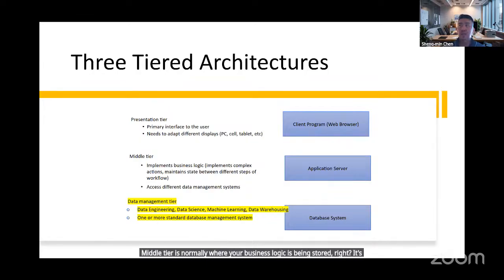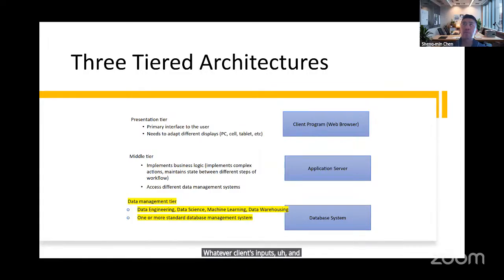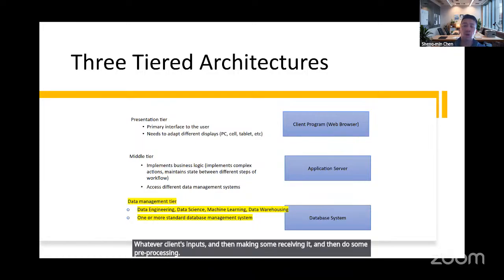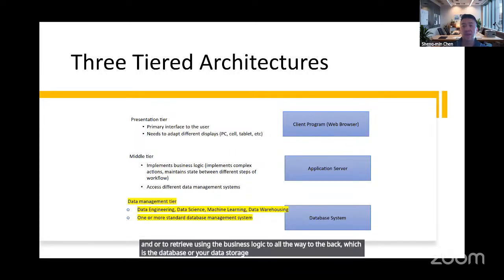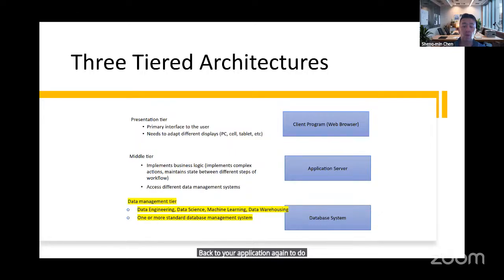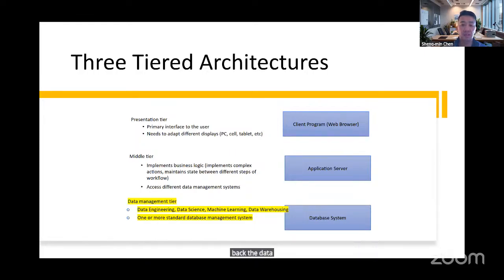It's processing whatever the client's inputs are, receiving them, and doing some pre-processing, or using the business logic to retrieve, all the way to the back, which is the database or your data storage, right? And then back to your application again to do calculations or whatnot, or you can have the calculation done on your database server as well, all the way to the back end. But most likely, you will draw the data results back, and then process the business logic normally on your middle tier.